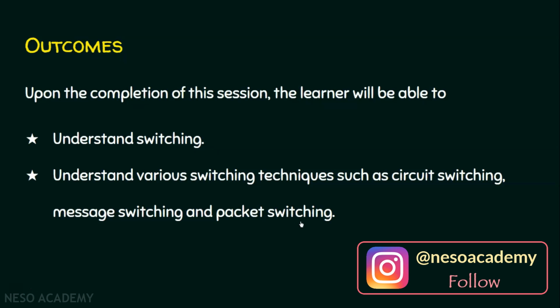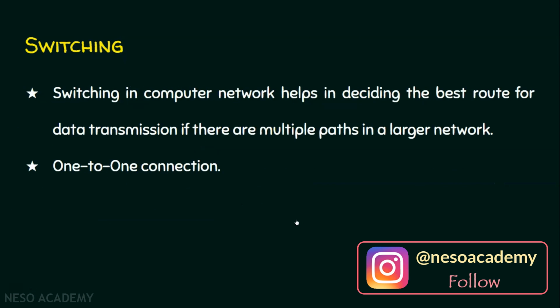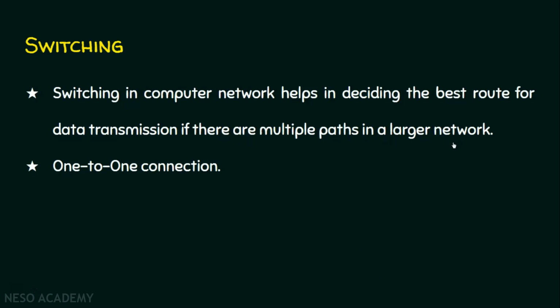We will start with the definition of switching. Switching in computer networks helps in deciding the best route for data transmission if there are multiple paths in a large network. For example, if you take the internet, there are multiple paths between the source and the destination, and switching helps in deciding the best route for data transmission. Since in big networks like the internet there are multiple paths, it should also provide a feel like a one-to-one connection. We have seen what is switching.